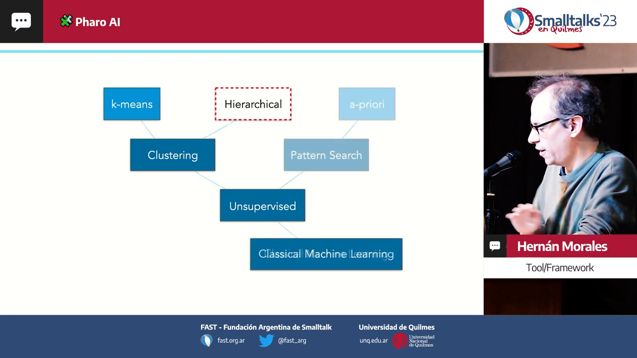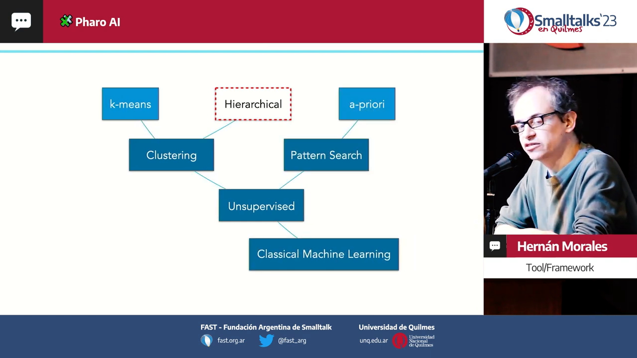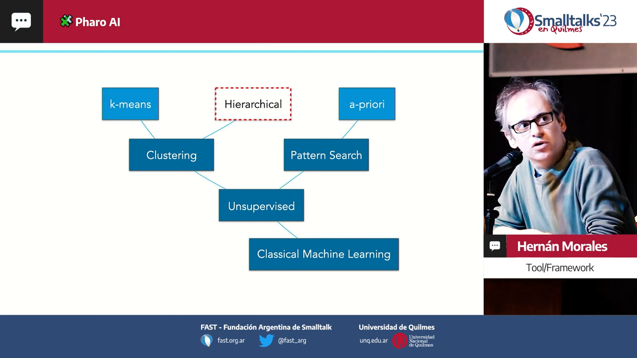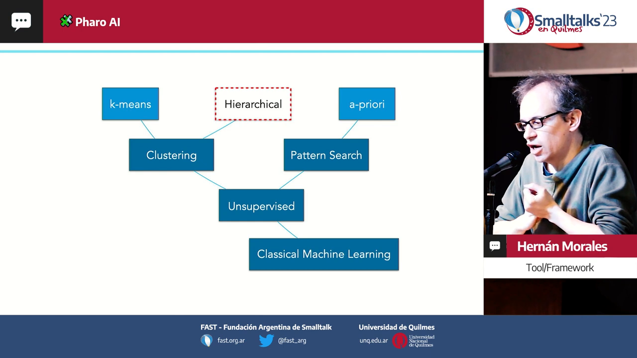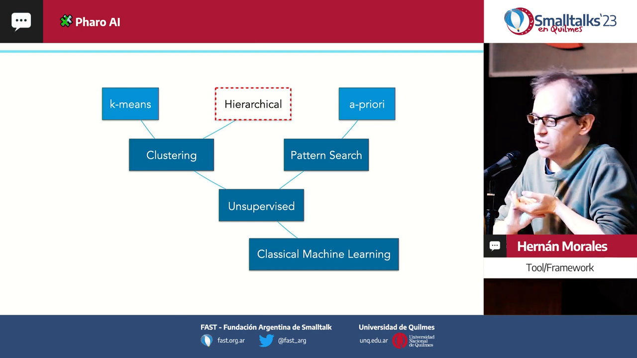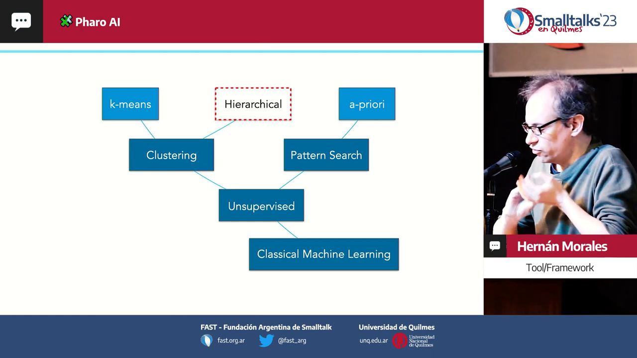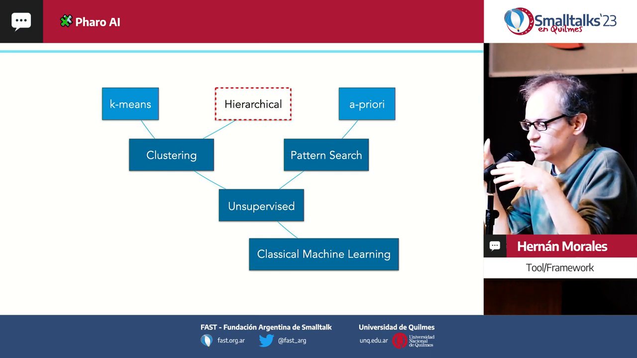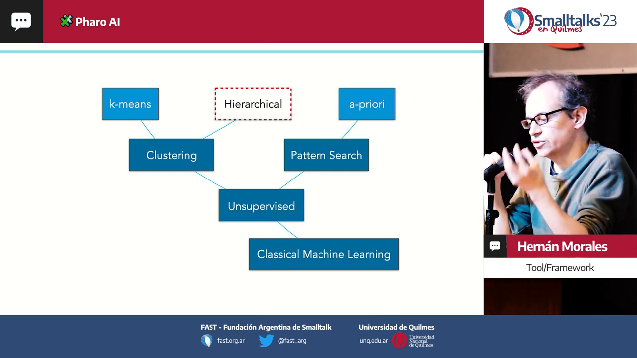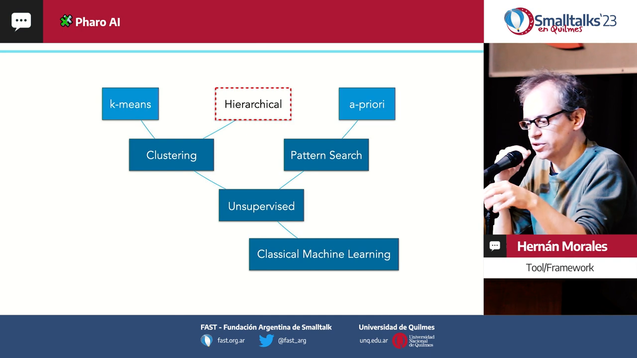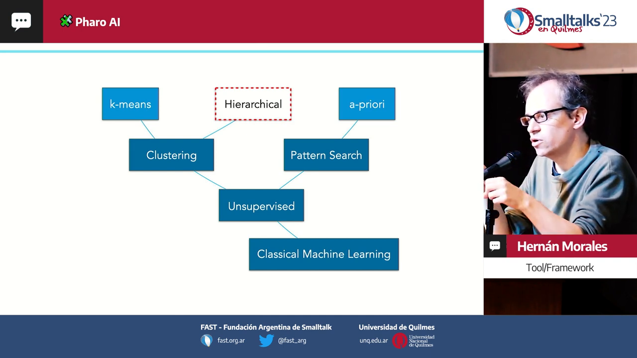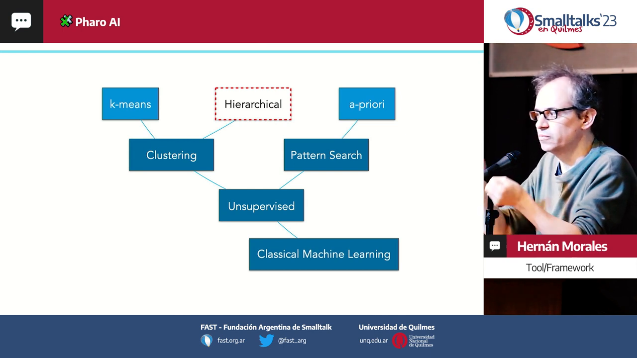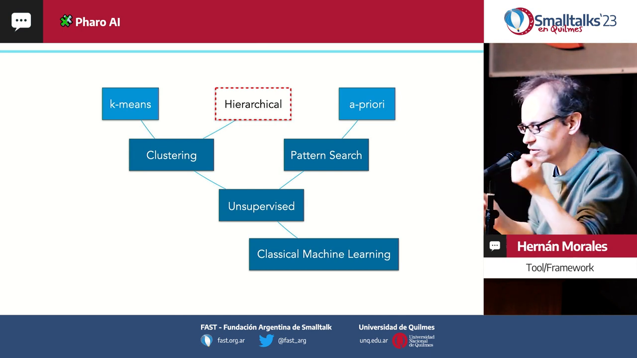And for pattern search, which is another area, we have the Apriori algorithm, which is for association rule mining. This is, for example, for market basket analysis, when you have a customer who chooses a product and you want to recommend which other product you could recommend to them, because they are usually taken together.